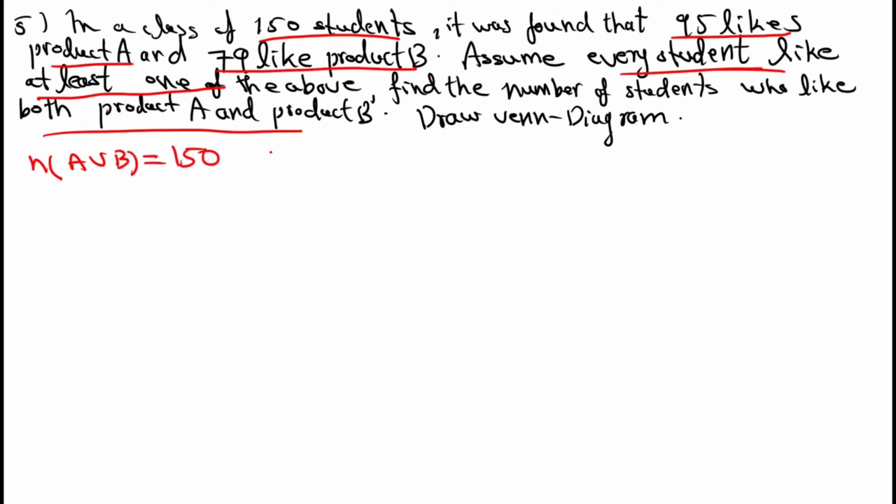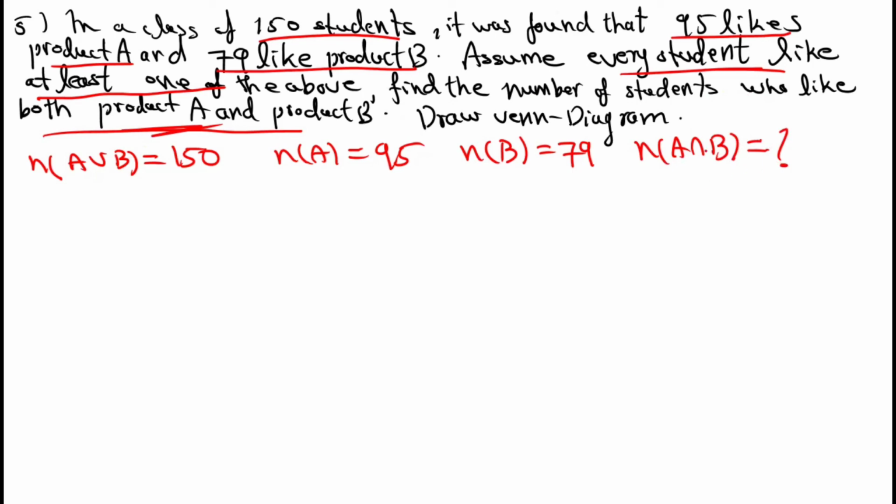Then n of A is equal to how much? 95 given, right? It's equal to 95. N of B is equal to 79. The question is to find the number of students who like both the products. That means n of A intersection B is equal to question mark. We know both means intersection. So write the formula: n of A union B is equal to n of A plus n of B minus n of A intersection B.